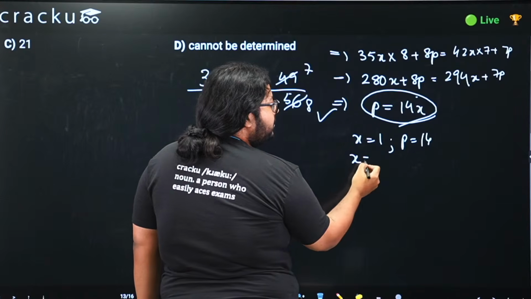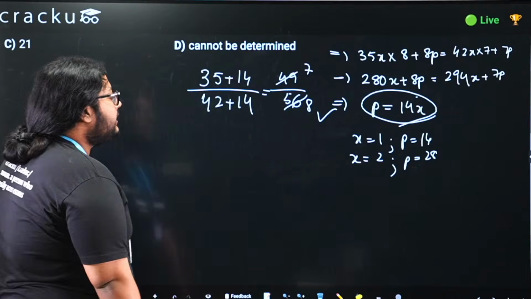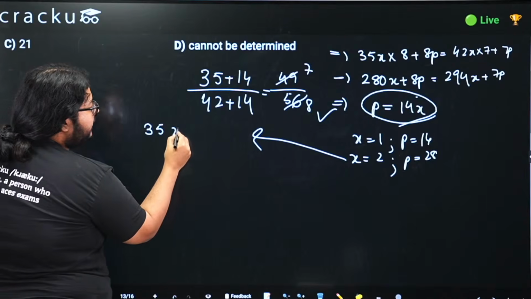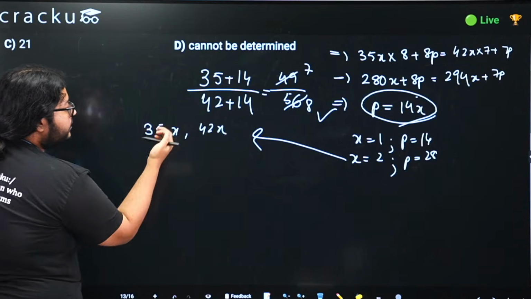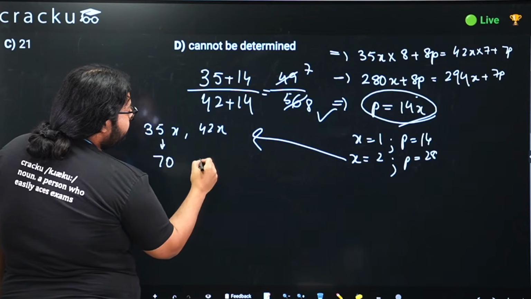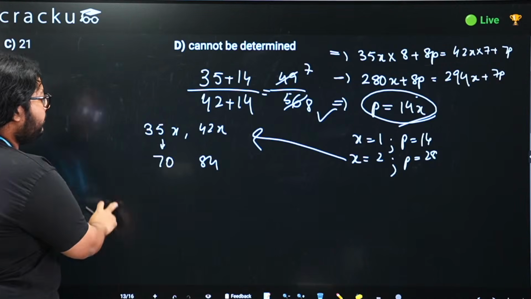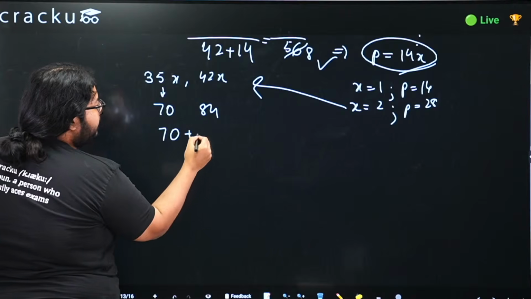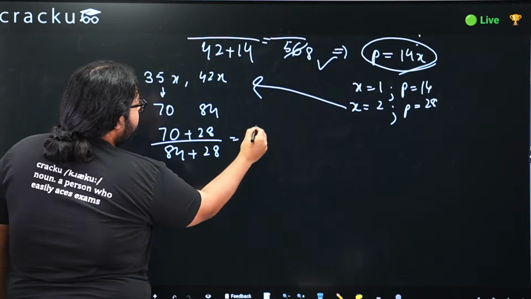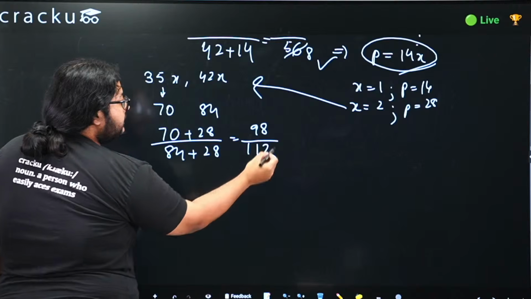If I put x equal to 2, in that case my p is 28. So what it means is, if I have x equal to 2, my numbers are 35x and 42x, right? So putting 2 in place of x, my numbers are 70 and 84. If I add 28 to 70 and 84, this will give me 98 and this will give me 112. This is also 7:8.